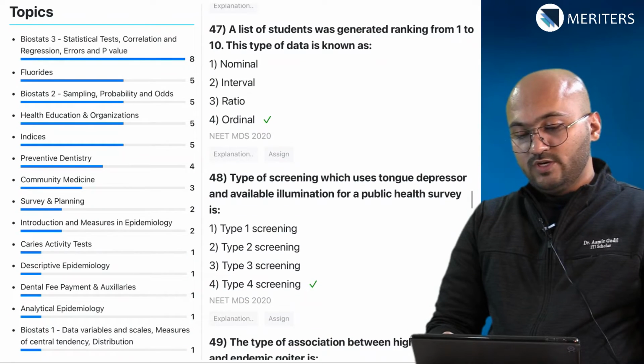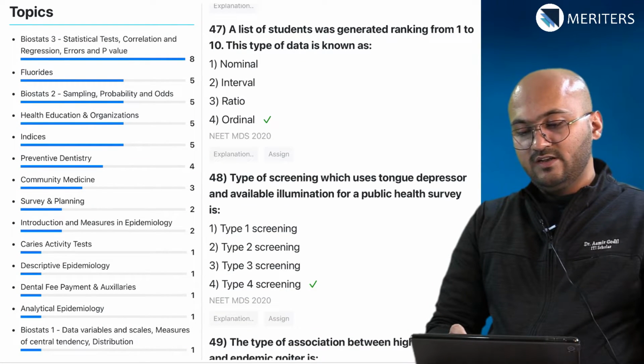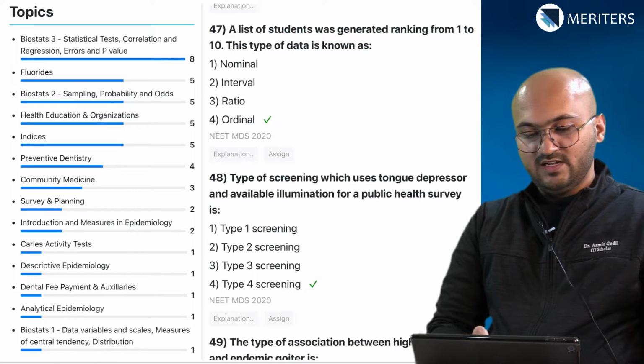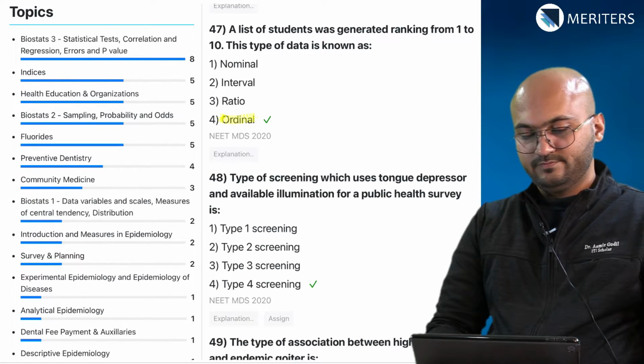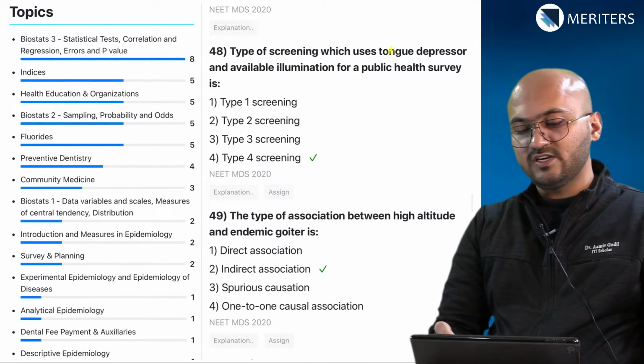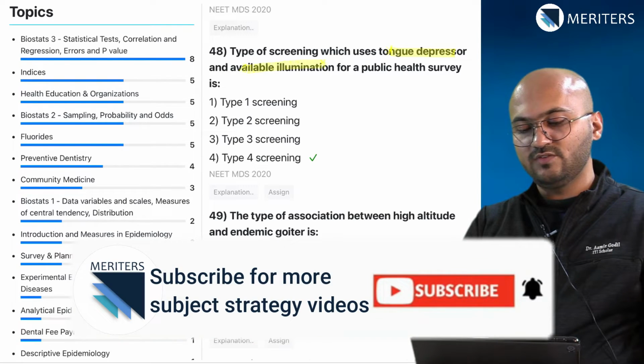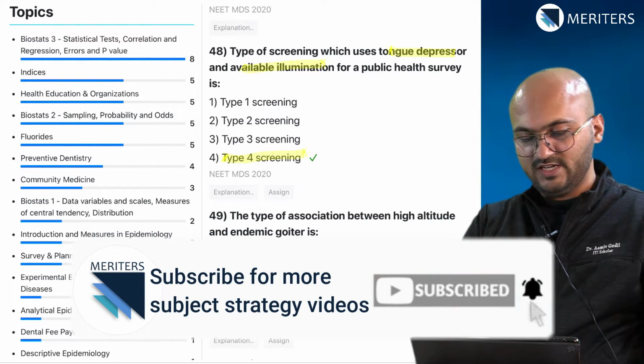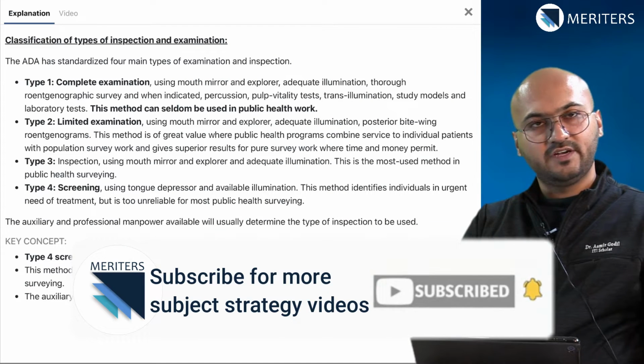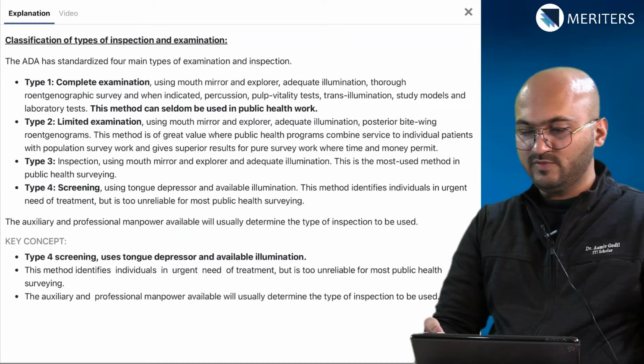A list of students was generated ranking from 1 to 10. This type of data is an ordinal data. Type of screening which uses tongue depressor and available illumination for public health survey is called type 4 screening. You can know more about different types of screening according to the ADA from this explanation.